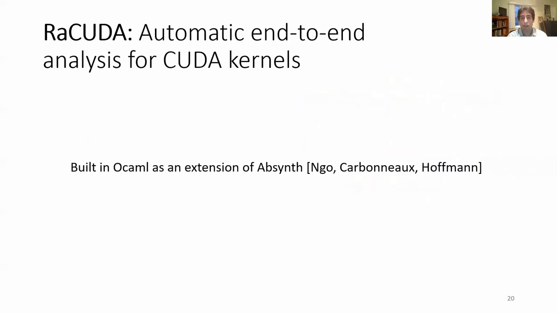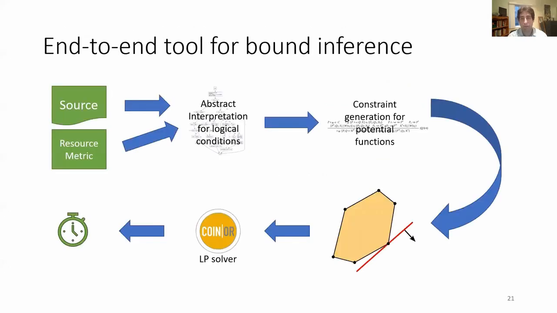We've implemented the analysis as an end-to-end tool that infers cost bounds for essentially off-the-shelf CUDA kernels. We built this on top of the Absinthe static resource analysis tool, which is based on the quantitative program logic for C that I described earlier. But the extensions for CUDA are novel for this paper.